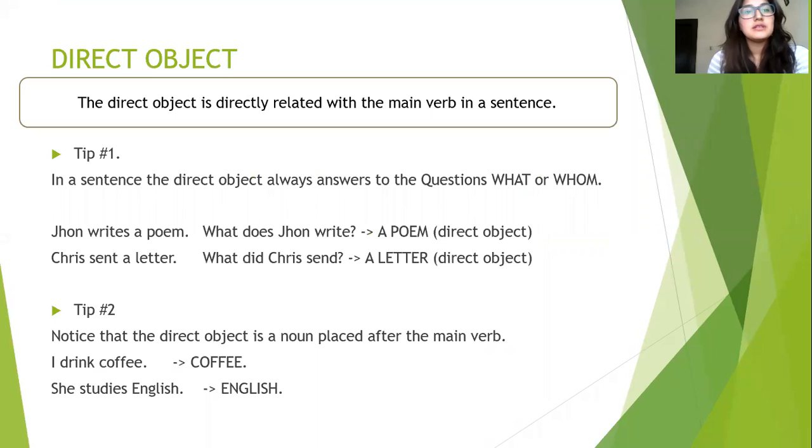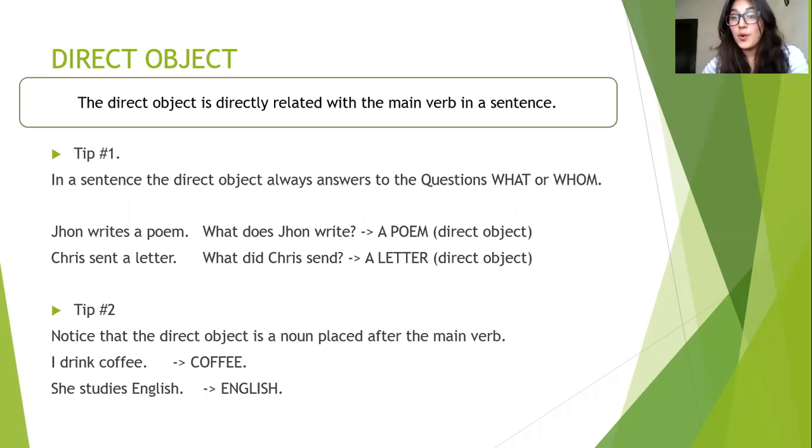First, we have the direct object. The direct object is directly related to the main verb in a sentence. So the first tip that I have is that in a sentence, the direct object always answers the questions what or whom. So I have two sentences. John writes a poem. So the first question for noticing what is the direct object in a sentence starts with what. What does John write?